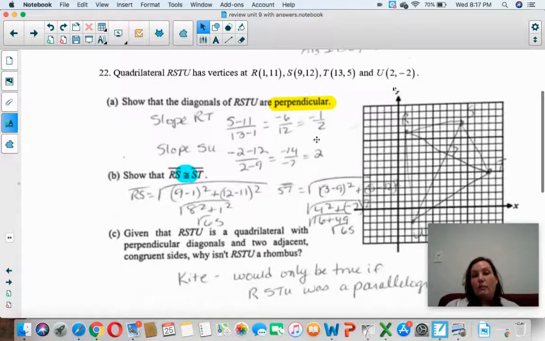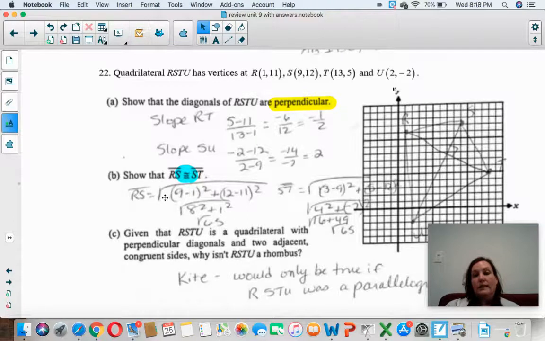So these are perpendicular because my slopes are negative reciprocals. So as soon as you see anything about parallel or perpendicular, immediately you should be thinking about using your slope formula. And now I want to show they're congruent. So anything that has to do with congruent or the same length or equal, you're using your distance formula.